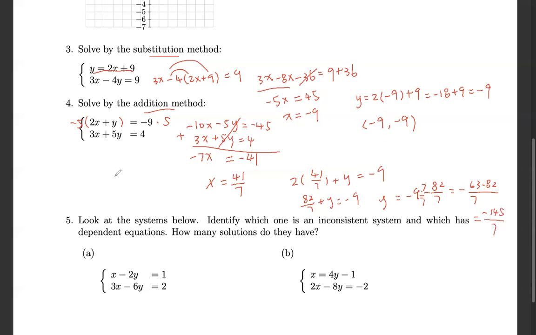We have two fractions actually. X value is 41 over 7. Y value is over 7. Okay, let's see 5.